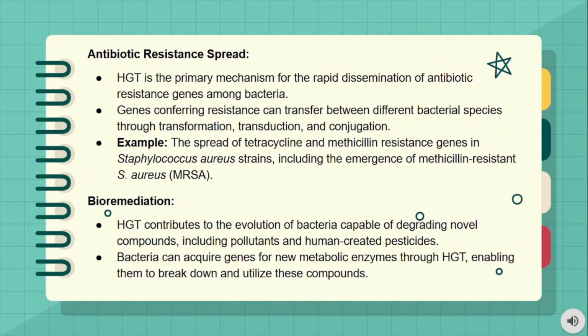Antibiotic resistance spread. Horizontal gene transfer is the primary mechanism for the rapid dissemination of antibiotic resistance genes among bacteria. Genes conferring resistance can transfer between different bacterial species through transformation, transduction, and conjugation. Example: the spread of tetracycline and methicillin resistance genes in Staphylococcus aureus strains, including the emergence of methicillin-resistant S. aureus, also known as MRSA.